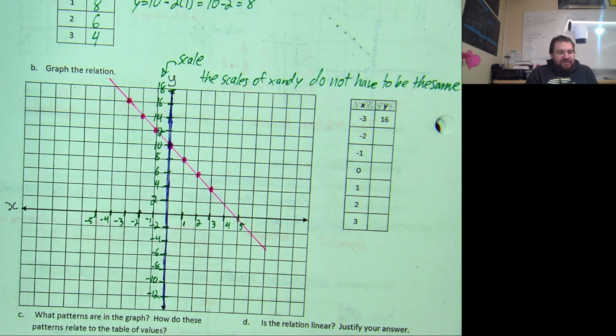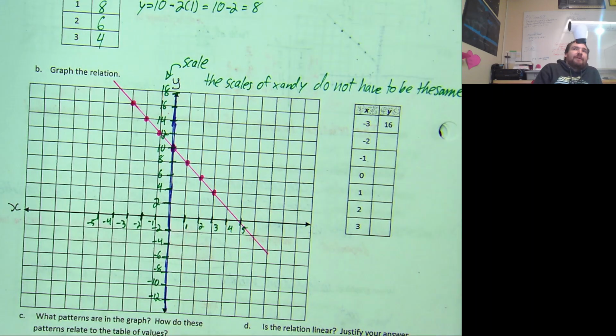What would have happened if I'd used the same scale for x and y? What would the graph look like compared to this one? I'd have to have dots in the middle of the line, maybe. Perhaps. But would it still make a straight line? Yep, it would. So looking at some patterns in the graph, how do these patterns relate to the table of values? What's going on?